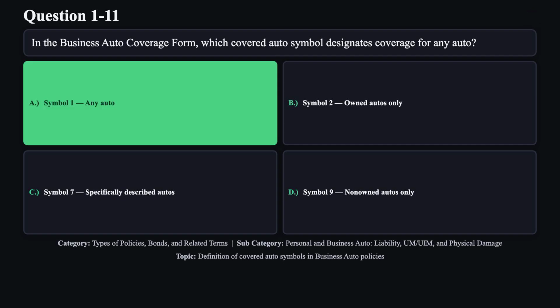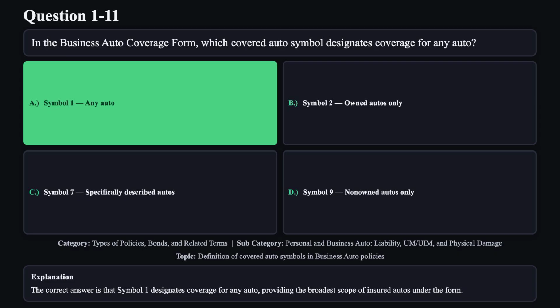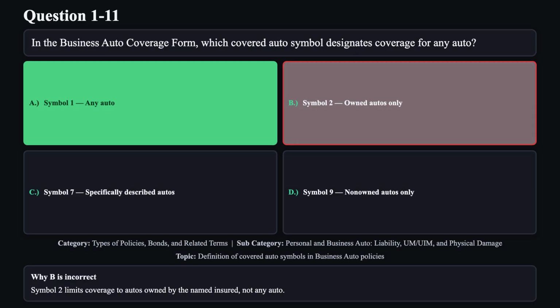The correct answer is A. The correct answer is that Symbol 1 designates coverage for any auto, providing the broadest scope of insured autos under the form. Reason B is not correct. Symbol 2 limits coverage to autos owned by the named insured, not any auto.